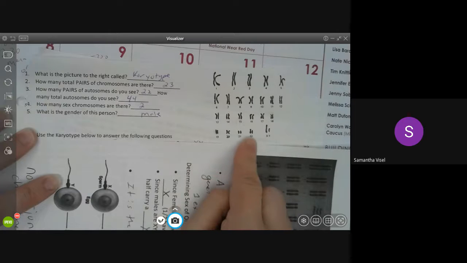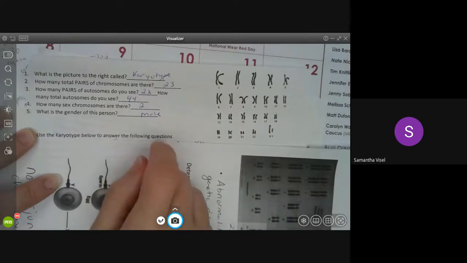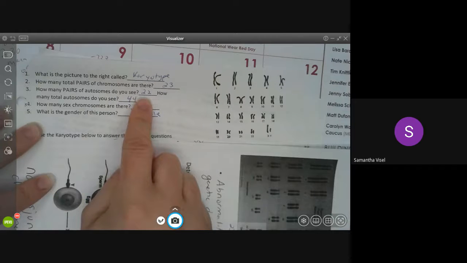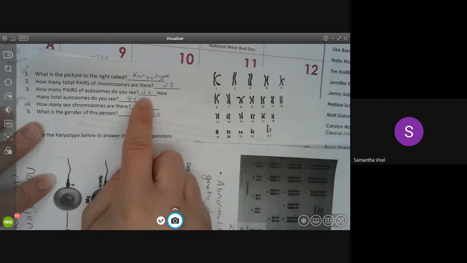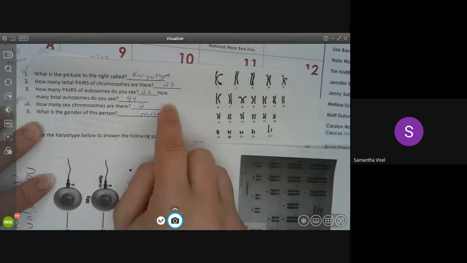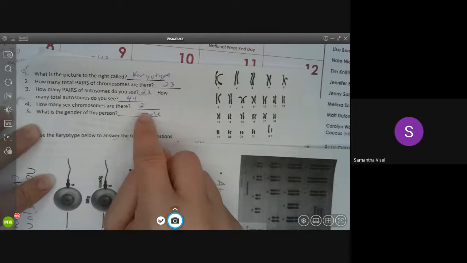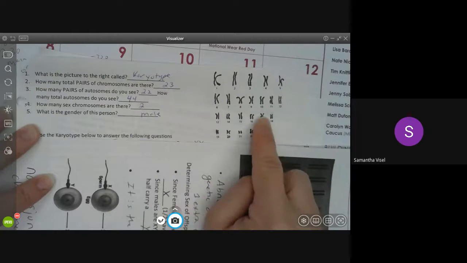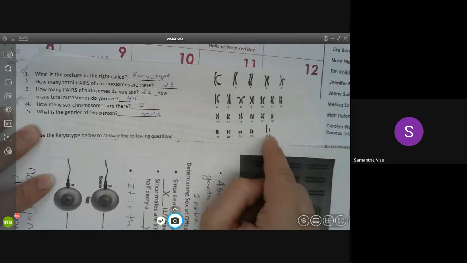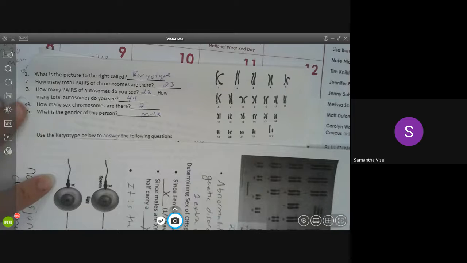So we have the 22 autosomes plus the pair of sex chromosomes. So 23 pairs total. 22 are autosomes paired. Total autosomes, so all autosomes that you see, 1, 2, 3, 4, etc., would be 22 plus 22, or 44 total. There's 2 sex chromosomes. And so if we're determining what the sex is, I have 1 chromosome over X, 1 over Y. So this would be a male.